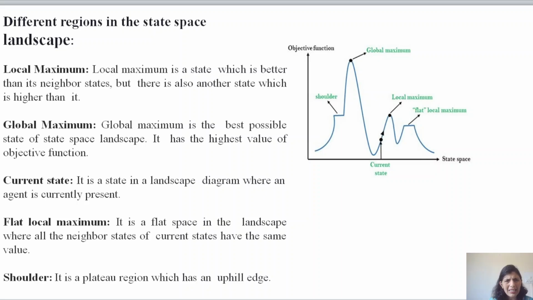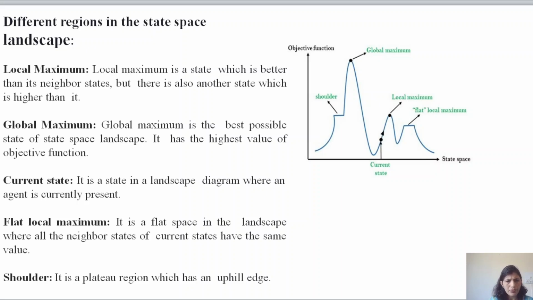Now, the local maximum is a state which is better than its neighbor states, but there is also another state which is higher than it. Next one is the global maximum. Global maximum is the best possible state of the state space landscape, meaning it has the highest value of the objective function. Current state is the state in the landscape diagram where an agent is currently present. Current state means the state we are on at present.